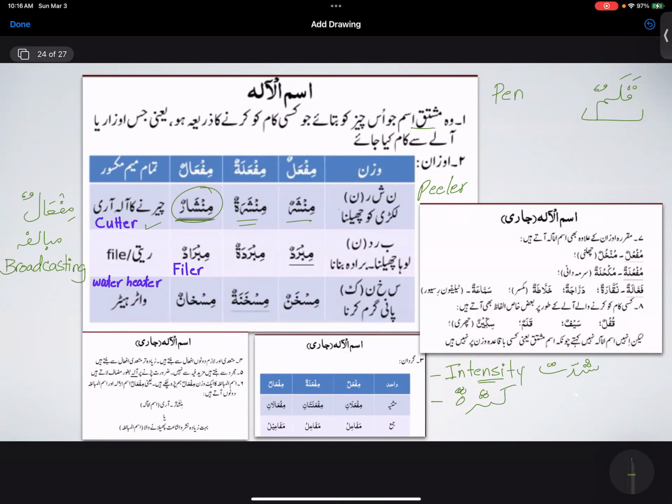Make sense? Yes, Alhamdulillah. So these are some examples. Mibradun, mibradatun, mibradun. This is also a filer. You know, we use a filer to file our nails, right? So this is basically mibradun. Then we have miskhanun, miskhanatun, and miskhanun, water heater.